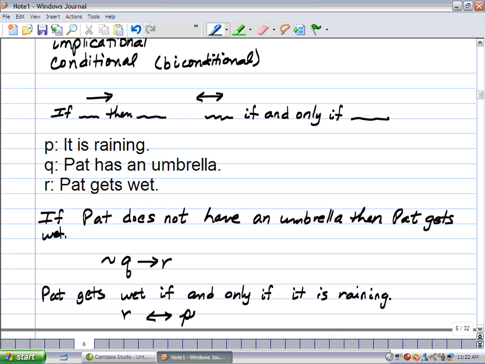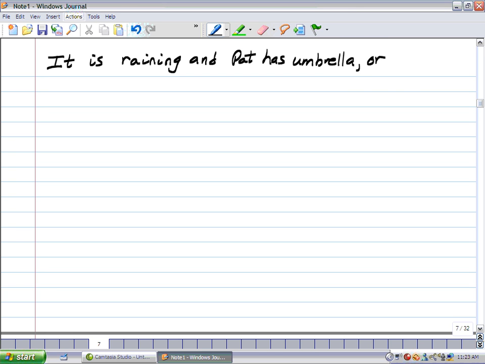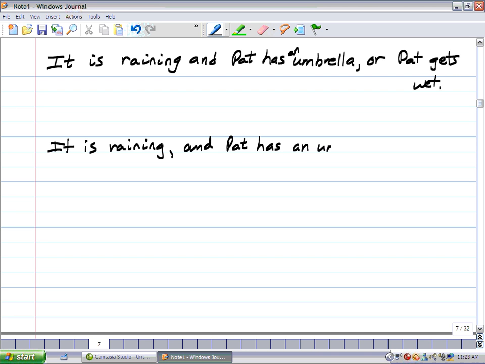Now, what if we want to put more than two of these together? Then we'll have several together. And we can tell how they are grouped by the commas. So let's take the statement, it is raining, and Pat has an umbrella, comma, or Pat gets wet. And then let's do, it is raining, comma, and Pat has an umbrella, or Pat gets wet.